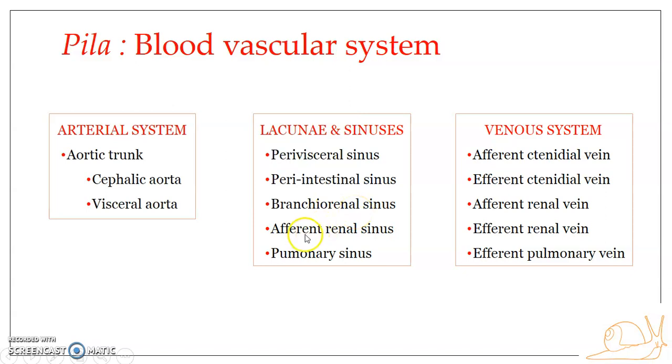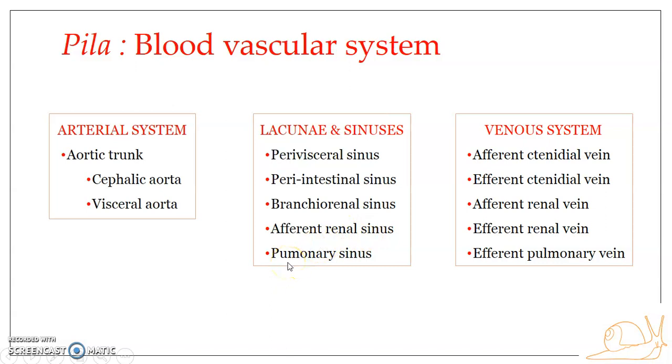Now, the fourth one is the afferent renal sinus. It is located close to the anterior renal chamber. The branchiorenal sinus is located between the tenerium and the anterior renal chamber, while the afferent renal sinus is located close to the anterior renal chamber and receives blood from the renal organ.